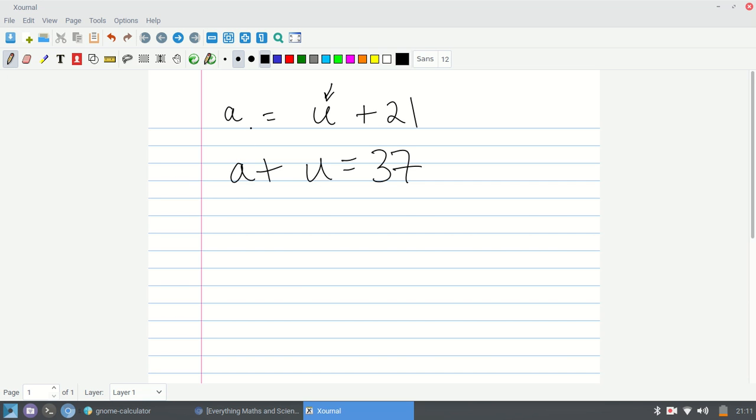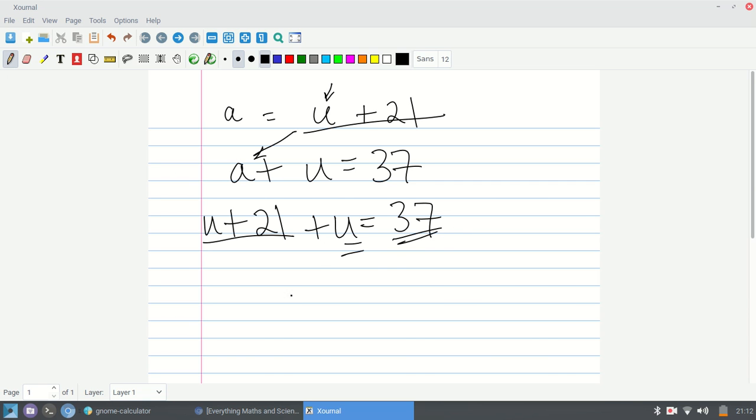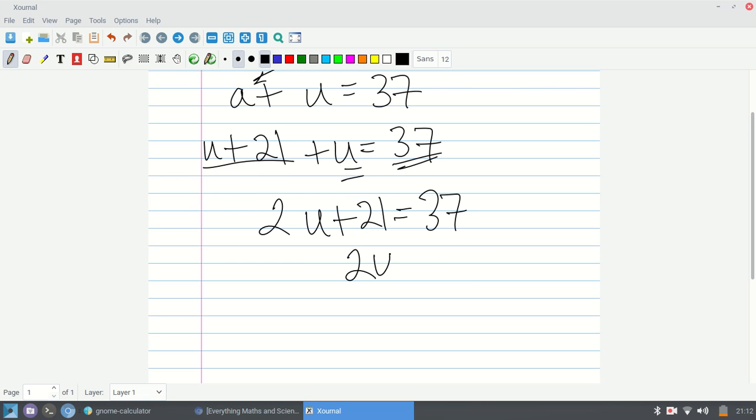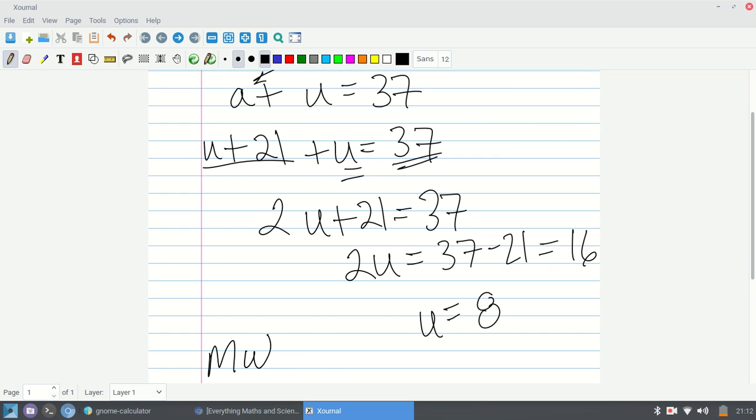Well, I got to isolate for A, right? And A is already isolated. It's U plus 21. So I got to plug that back into here. So it's going to be U plus 21, right, plus U equals 37. So this is Masindi's age plus Mulivu's age equals 37, right? Nothing changed here. So 2U plus 21 equals 37. So that means that 2U equals 37 minus 21, which is 16. So U must be 8. That's it. So Mulivu is 8 years old.